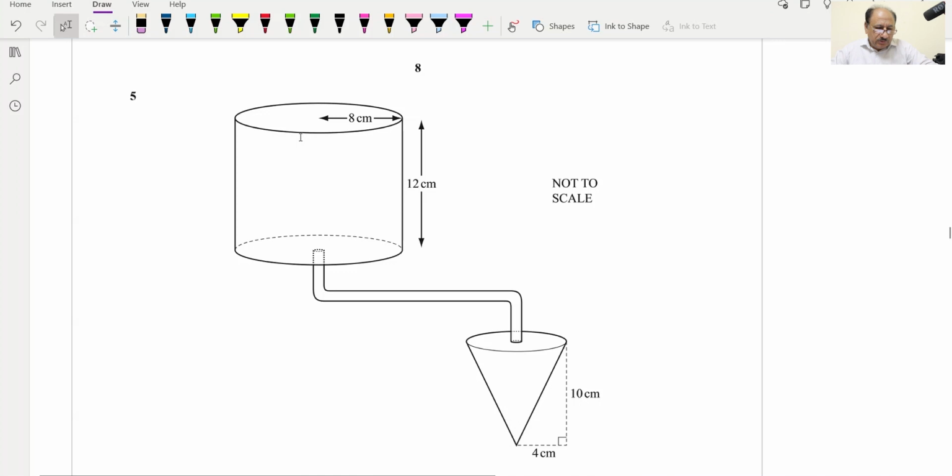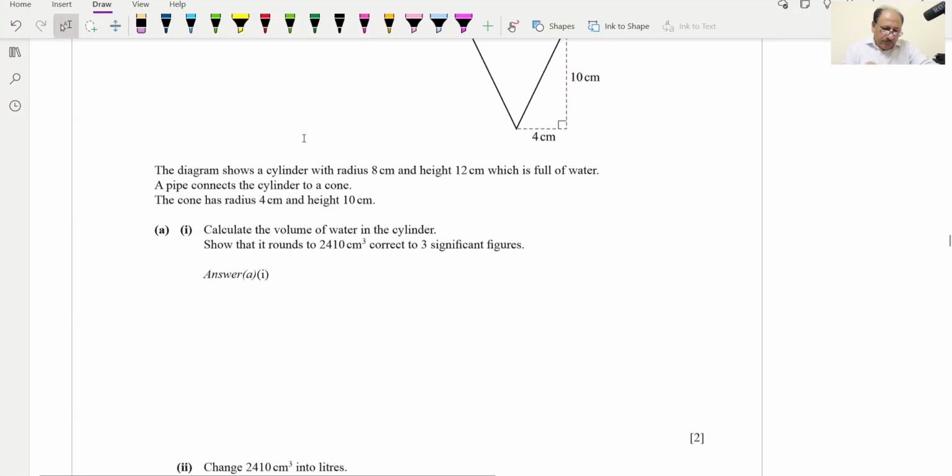Now this is question number 5. The diagram is provided which is not to scale, and they're saying the diagram shows a cylinder with radius 8 centimeter and height 12 centimeter, which is full of water. A pipe connects the cylinder to a cone. The cone has radius 4 centimeter and height 10 centimeter. Calculate the volume of water in the cylinder. Show that it rounds to 2410 centimeter cube, correct to 3 significant figures. Answer we have to provide over here.